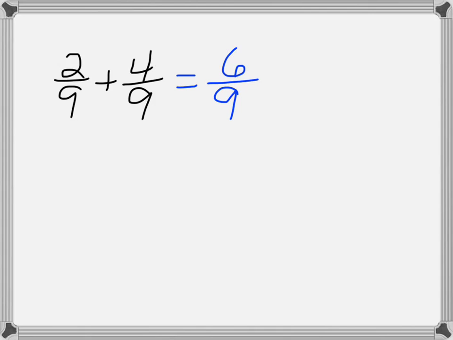After you've finished your addition, always look at your answer and see if it can be reduced. 6 and 9 both divide by 3. So we want to divide top and bottom by 3 to reduce our fraction, to get it in simplest form, and that gives us a result of 2/3.